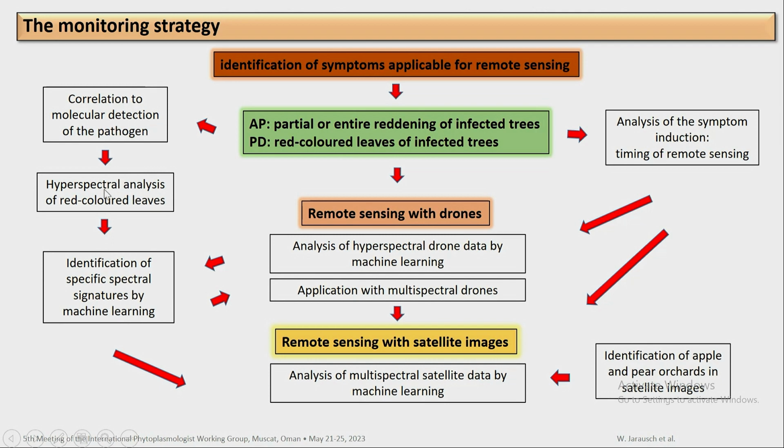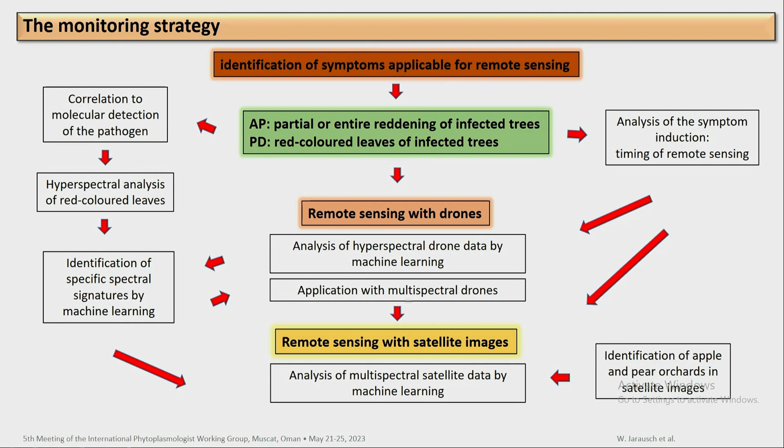Then, as Barbara already showed, we made an analysis of the leaves of infected and non-infected trees by hyperspectral analysis, trying to identify a spectral signature which can be used for multispectral purposes. Always we use machine learning techniques. And then we also try remote sensing with drones, and again, this is a different story. If you do this in the lab, you cannot transfer it to drone data because they have different data. Again, hyperspectral drone data are needed in machine learning to achieve a multispectral drone application.